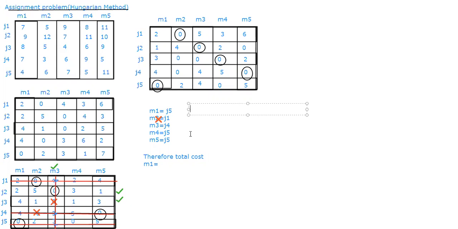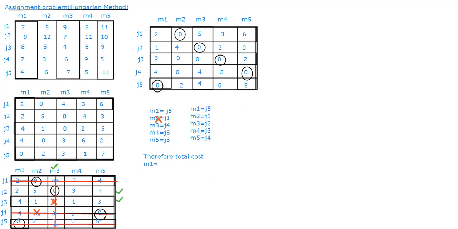See here, machine 1, which one did we assign? Machine 1 J5. Sorry. Then machine 2 I have assigned J1. Sorry. Then machine 3, what did I assign? Machine 3 J2. Then machine 4, J3. Now check. Machine 5 I have assigned J4. See this, now I got it.